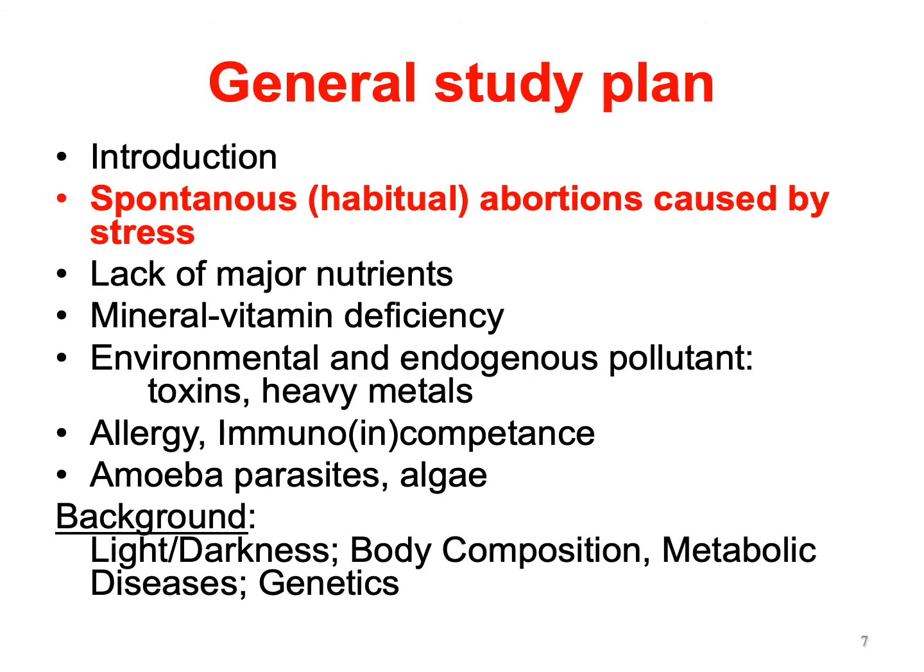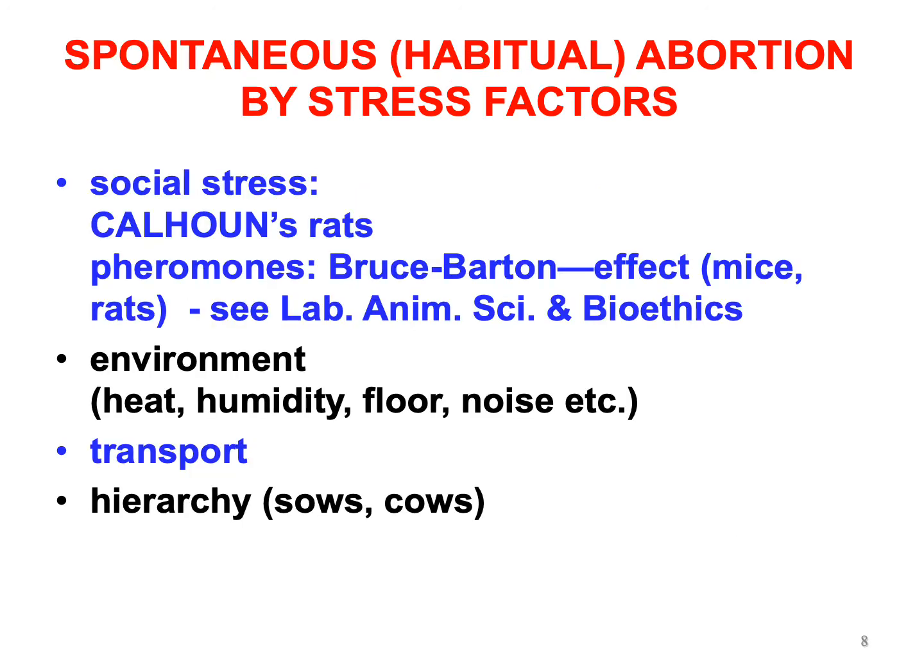In the general study plan, we arrive to the spontaneous or habitual abortions caused by stress, and you see that it may have a series of different causes. The social stress is known for you from the laboratory animal science and bioethics. Calhoun used rats to modelize the social stress, and by overpopulation, the rate of the abortion and the drop of the parental maternal care was significant.